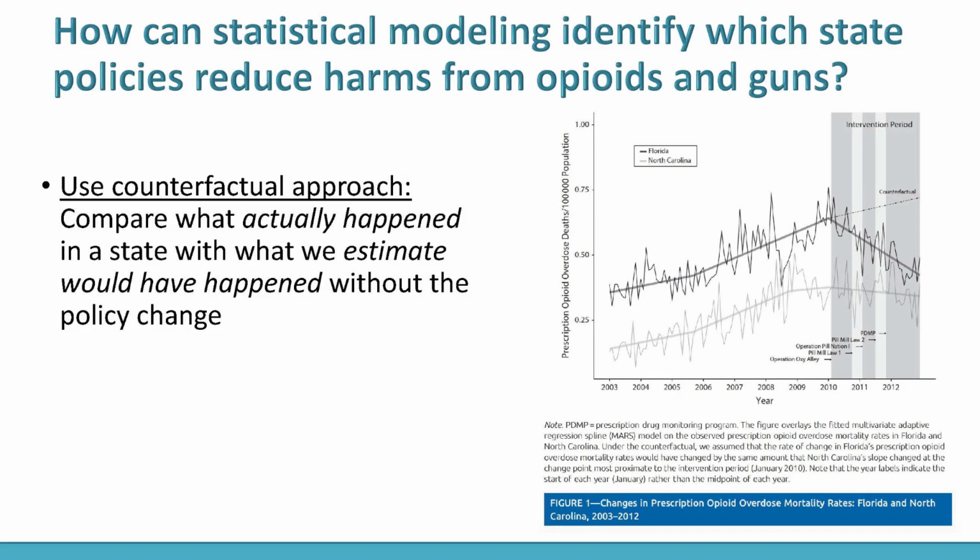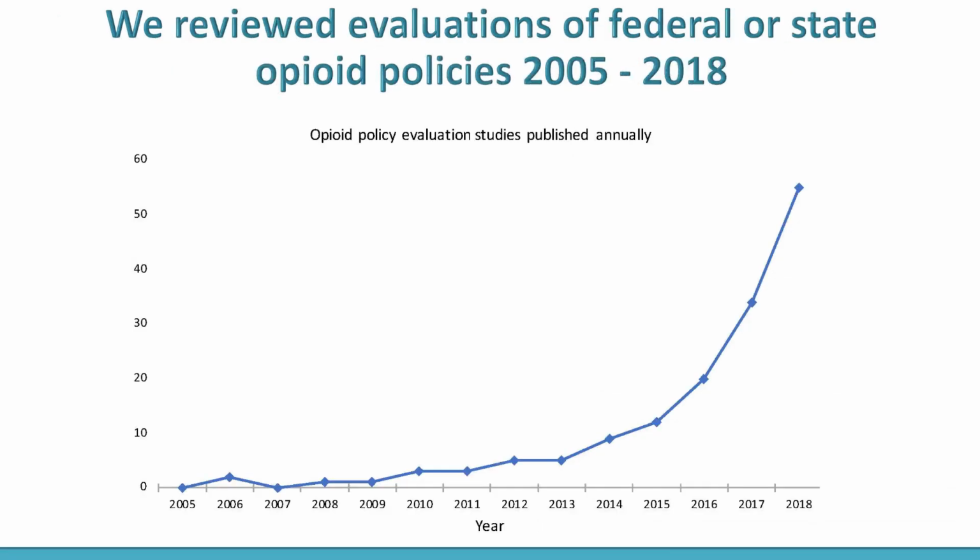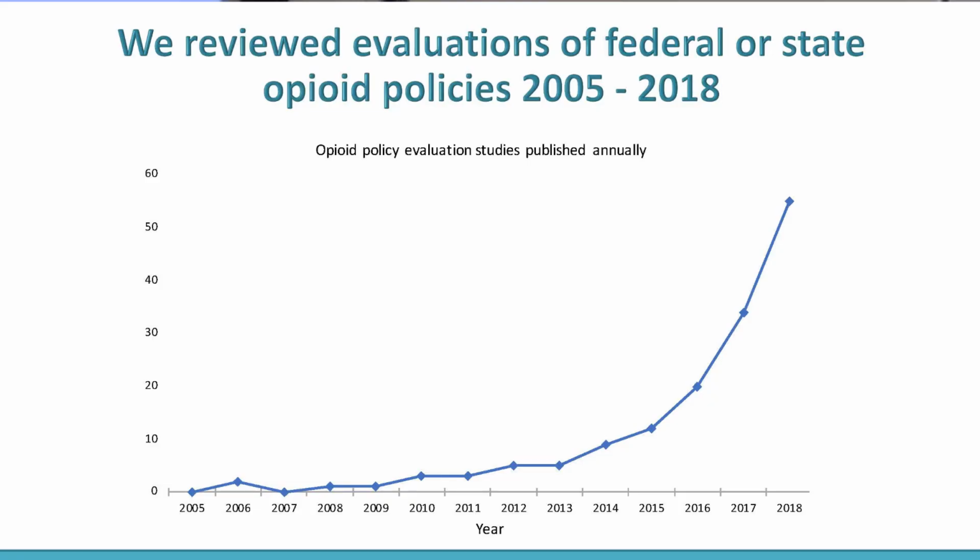And so what we did, similar to what Liz did in the causal mediation literature, is we did a review of literature published between 2005 and 2018 that did opioid, and I'm just going to focus on my opioid work for the moment. But we went ahead and did a literature review of opioid policy evaluations. And as you can imagine, the number of publications has dramatically increased as the crisis has unfolded in the country.